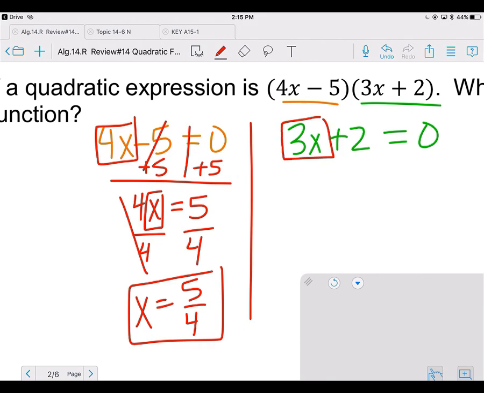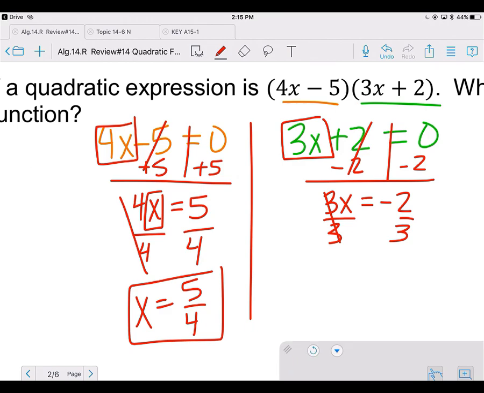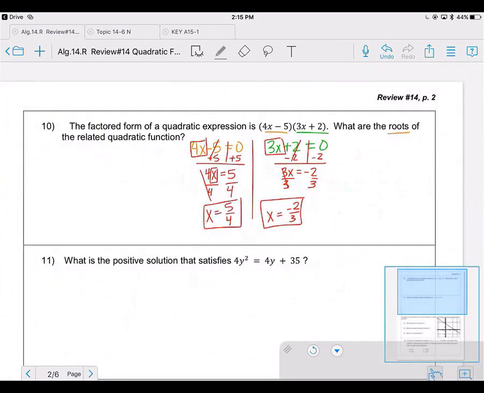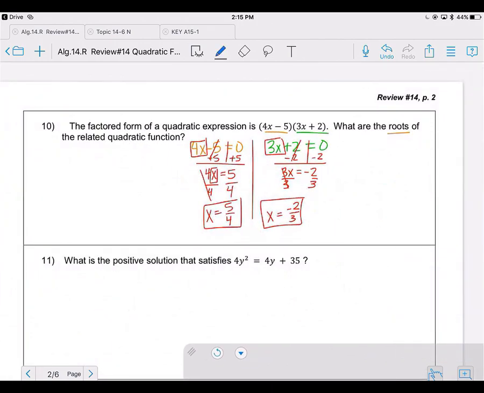And then solve for x here. Move 2 to the other side. 3x equals -2. Divide both sides by 3. X equals -2/3. So anytime you are given the factored form, all you have to do is set both of them equal to 0 and solve.